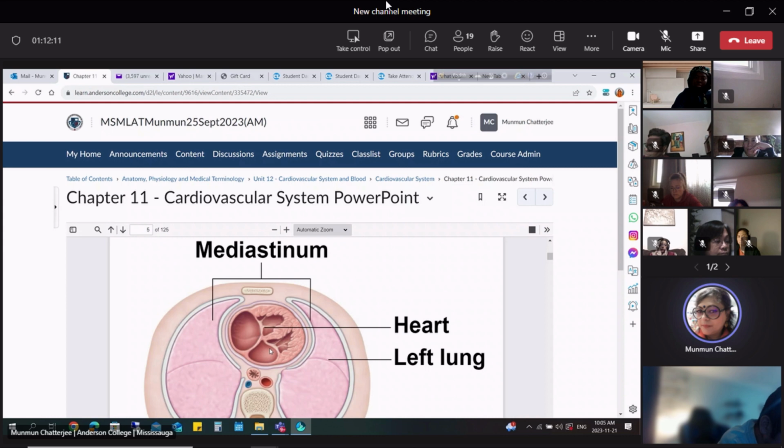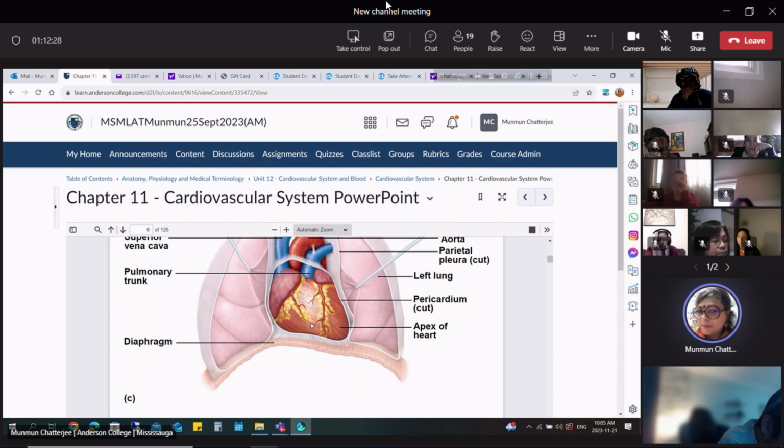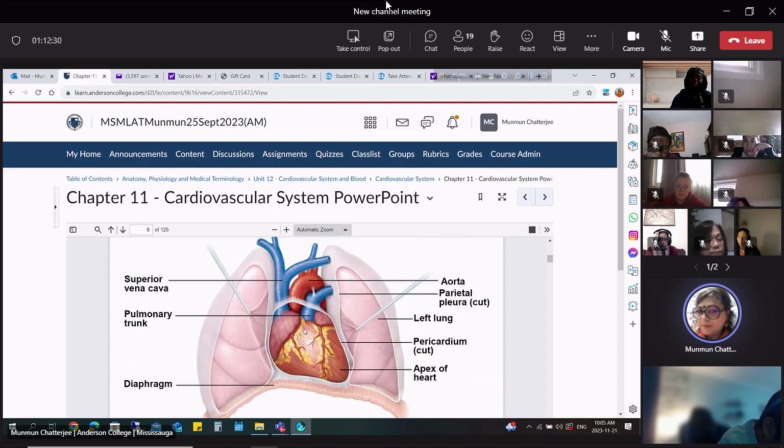So this is the heart, this is the left lung, this is the right lung, and this is called the mediastinum, meaning the middle portion behind the sternum. So it's called the mediastinum. See, this is how it sits: apex of the heart towards the left hip, base of the heart towards the right shoulder. This is the left lung, this is the right lung, and the heart sits like this.